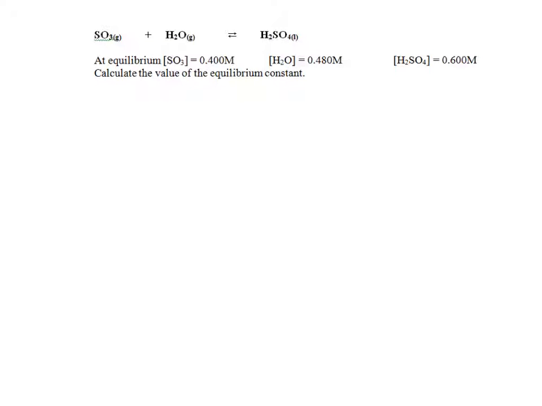Okay, let's have a look at how we calculate the value of the equilibrium constant given a reversible reaction and the equilibrium concentration of our reactants and products. Now, to do this, we need to first of all determine what our equilibrium constant will be equal to. So we write Keq. Some teachers will teach you that that's Kc, and that's fine, they're interchangeable. It will always be equal to the concentration of our products over concentration of our reactants.